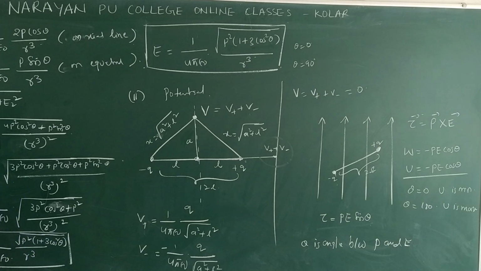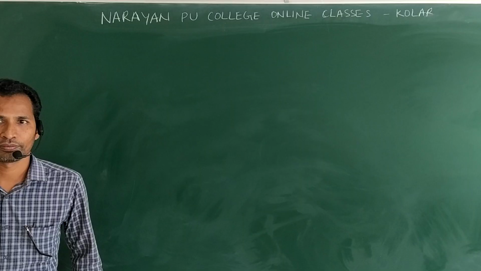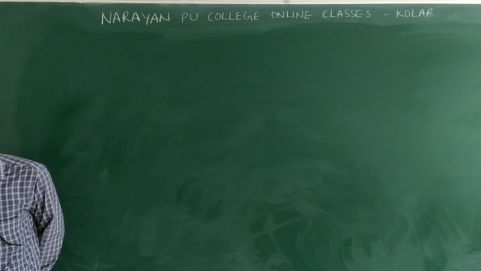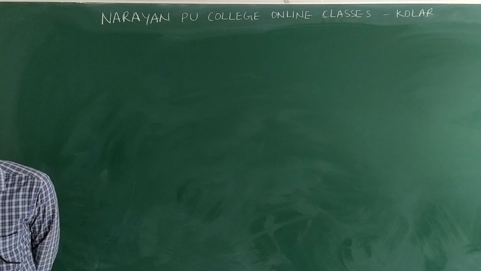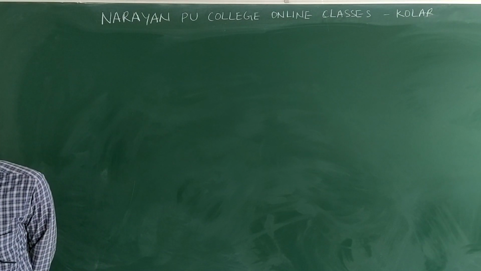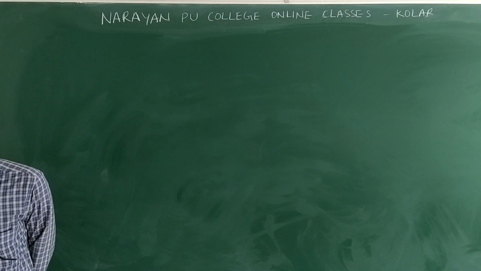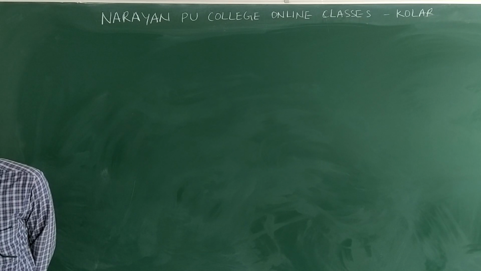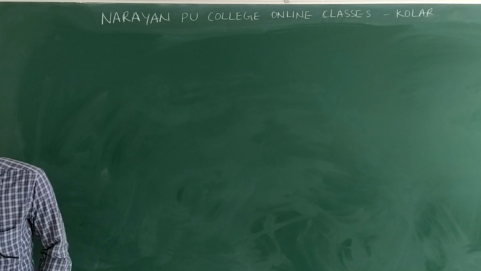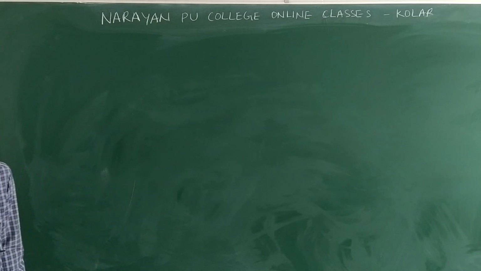Now, see example problem 16. Three charges are placed as shown. Find the dipole moment of the arrangement. Clear? Now come to example problem 16. Three charges are placed as shown. Find the dipole moment of the arrangement. Clear?